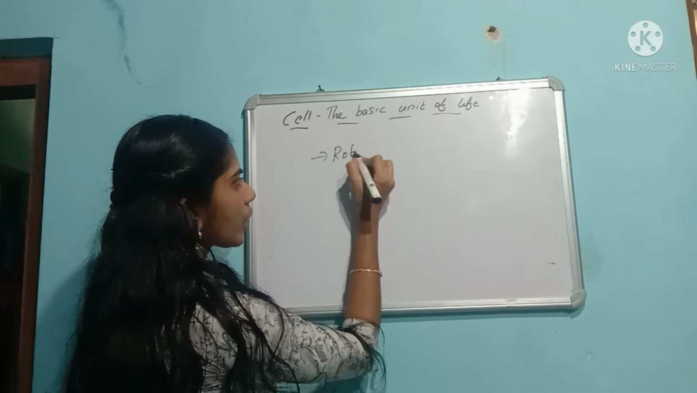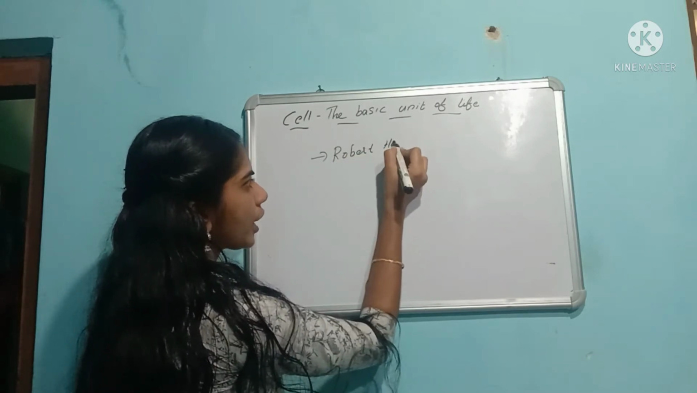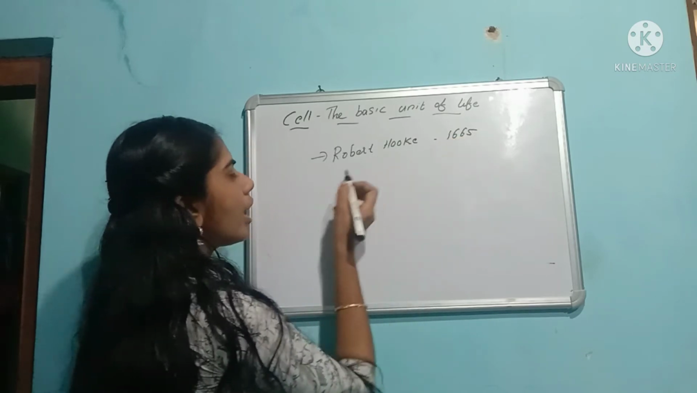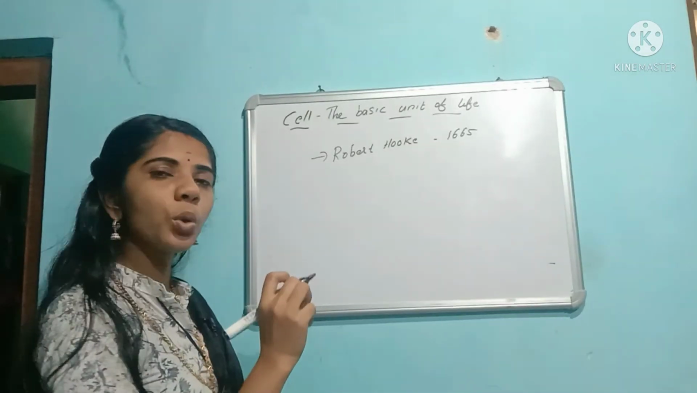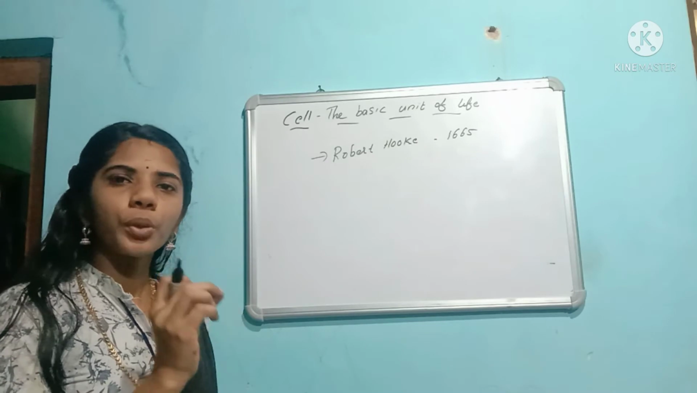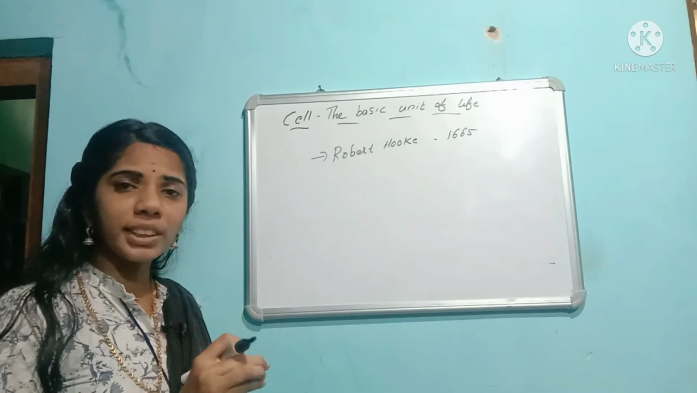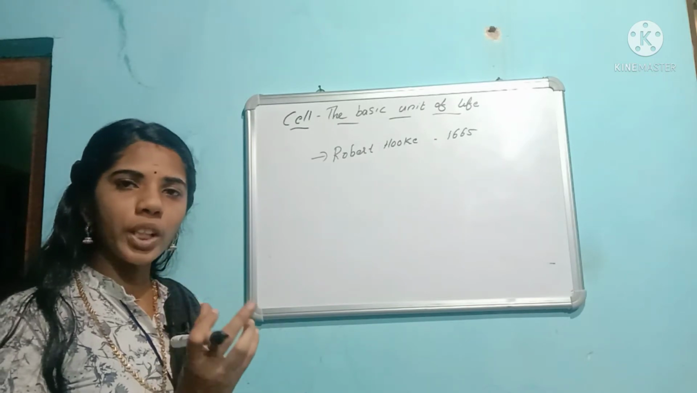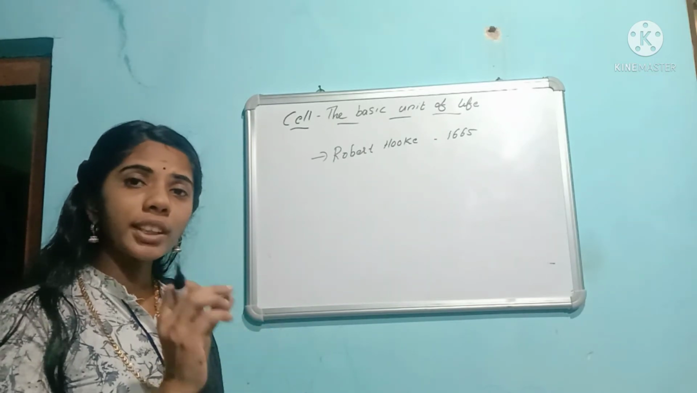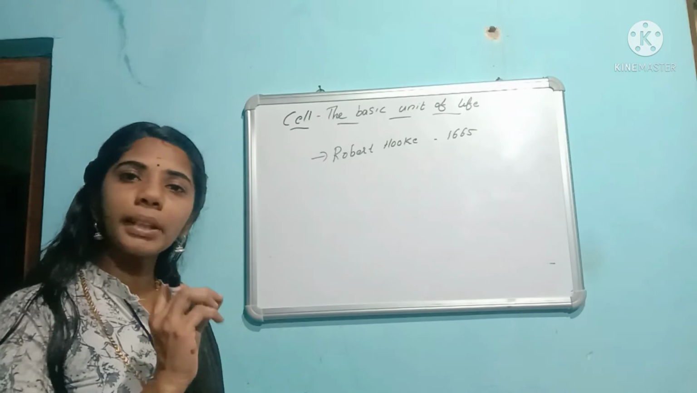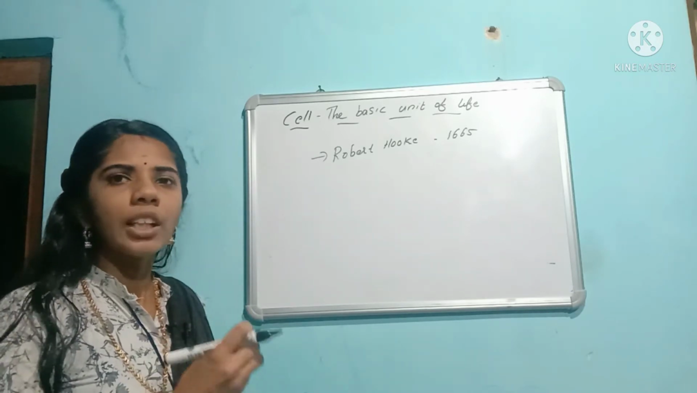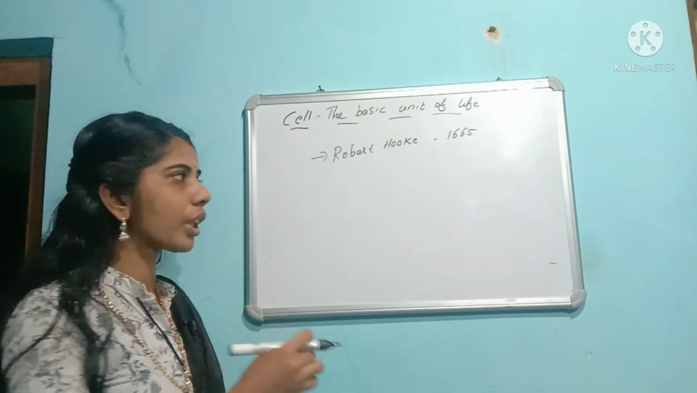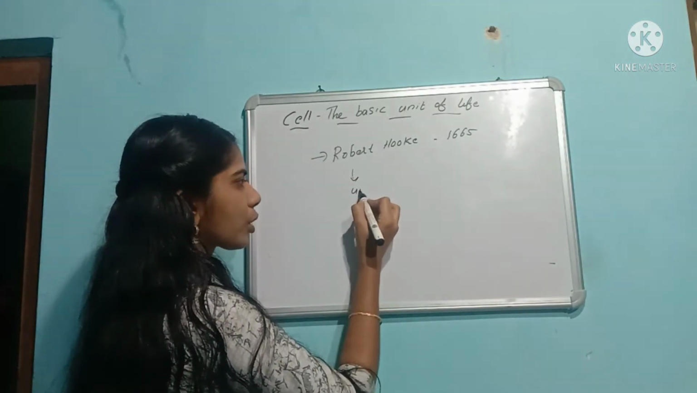Robert Hooke discovered the cell in 1665. He removed some bark cells. I told you before, he observed the dead cell. In the outer covering of the tree, you can see the bark cells. He took a part from the bark of the tree, and he observed it under a microscope.